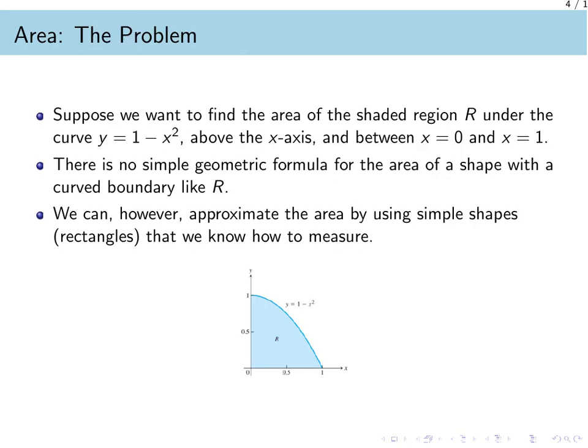Let us focus on a specific problem: how to find the area of a region with a curved boundary. We want to find the area of the shaded region R, which is shown in the figure. This region lies under the curve y equals 1 minus x squared, above the x-axis, and is bounded on the sides by x equals 0 and x equals 1. The challenge here is that there is no simple geometric formula for a shape like this. We will have to approximate this area using simpler shapes, like rectangles, which we can easily measure.